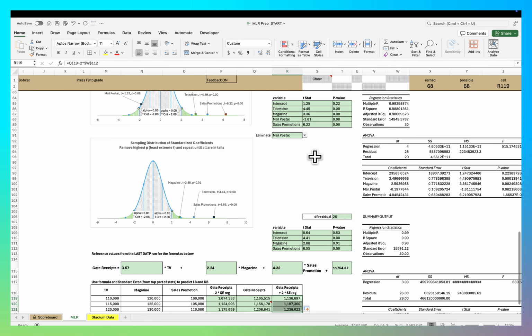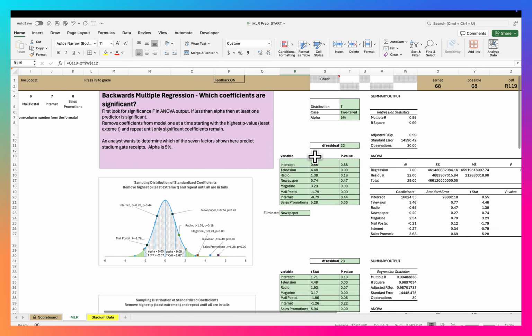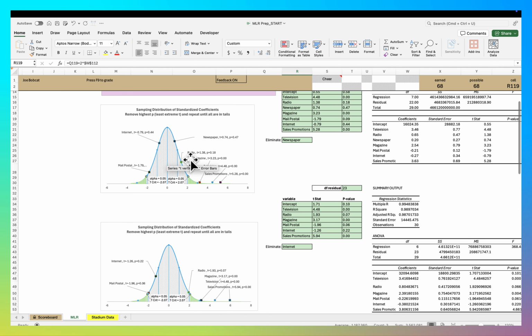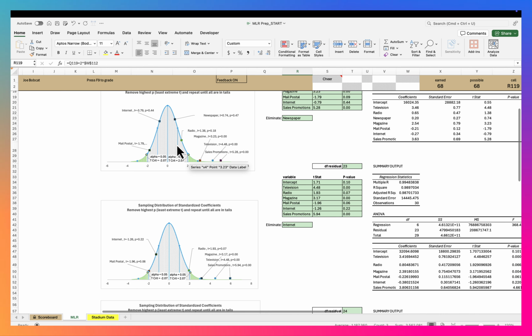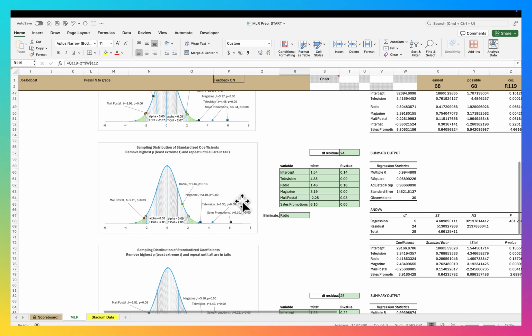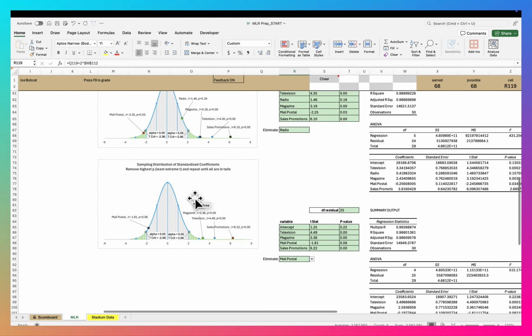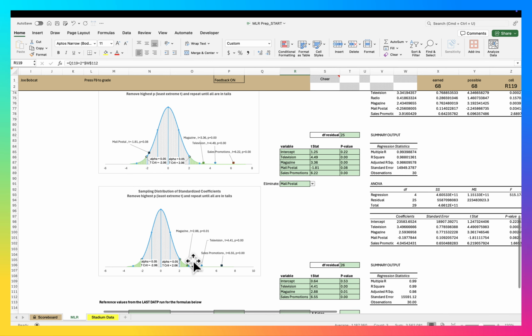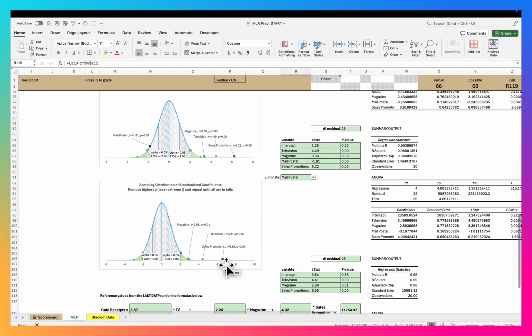One thing that's really fun when you're all done is to come back here and actually just sort of flip through and see what happened, right? We started out with all these predictors, then we dropped off newspaper, we got down here, then we dropped off internet, got down here, dropped off radio, got down here, dropped off mail postal, and then we were left with these 3 predictors as being the significant predictors, the biggest bang for the buck.